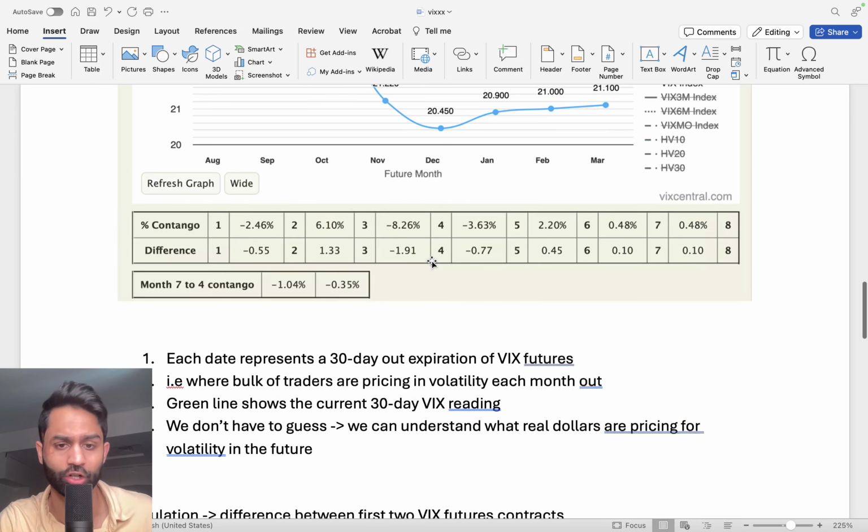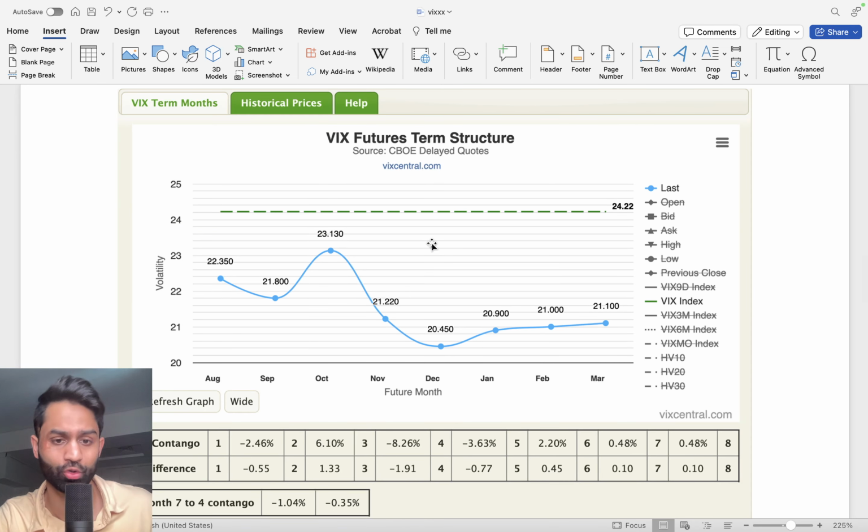So let me see if I have the chart. So this is the VIX futures term structure right now as of yesterday. But usually what you'll see is a normal line sloping upwards. That is a contango, a normal functioning market.